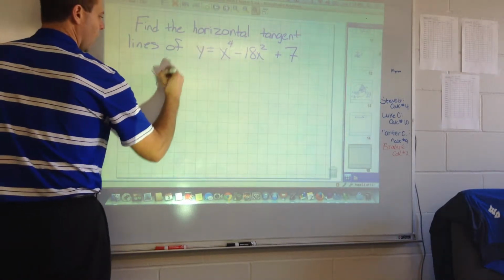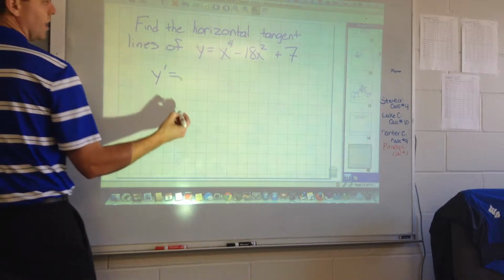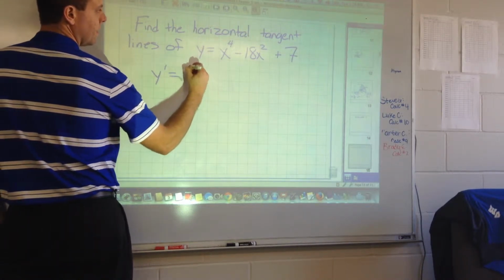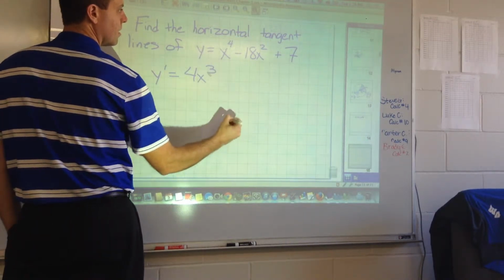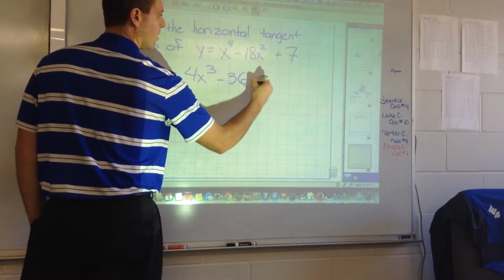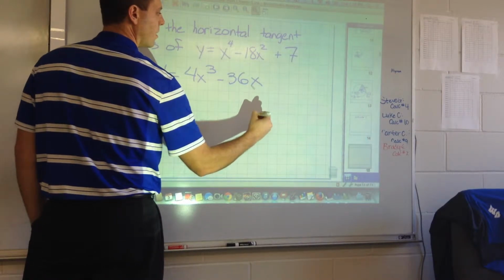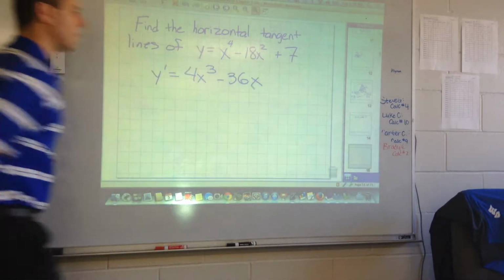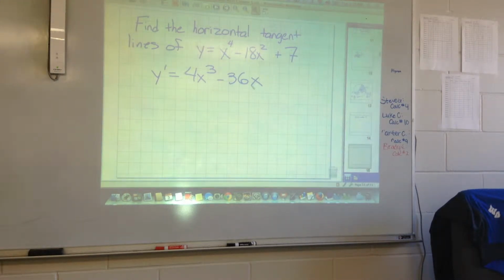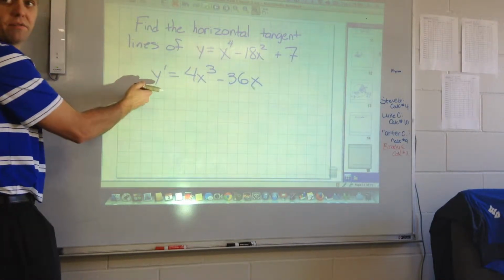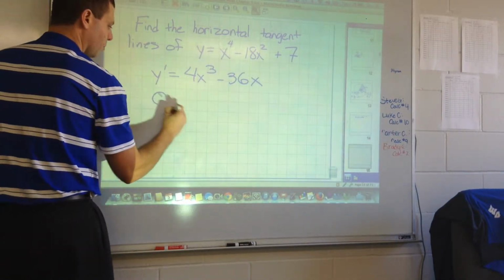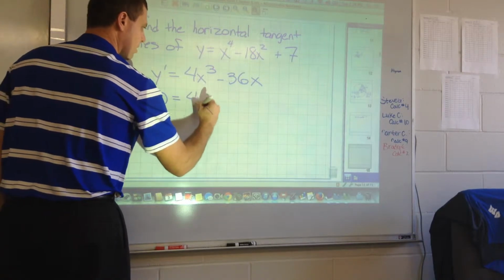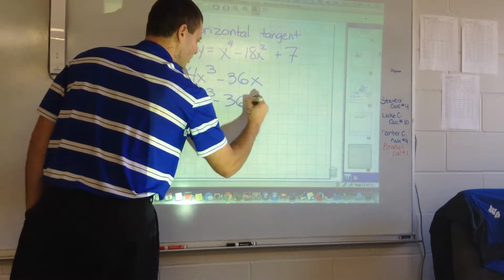Alright, so y prime would equal, go ahead, anybody? 4x to the third minus 36x plus 0. Okay, now we want to know when the slope is equal to 0, so we just replace our derivative with the slope we want it to be. So 0 equals 4x to the third minus 36x.